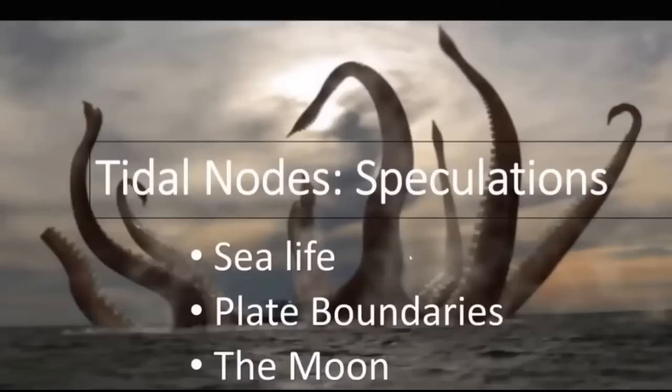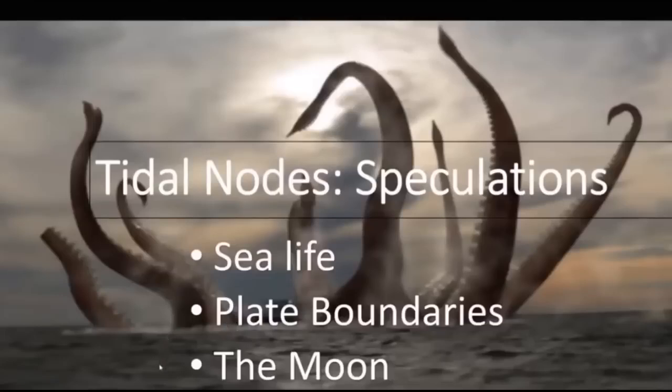They could be a sea life living deep under the water that's affecting the movement of the water somehow. I've put in the background my favorite sea life, which is the kraken. It's a fantasy sea life because it's so giant. Nothing that giant exists that we know of. Or plate boundaries. It could just be where tectonic plates collide and where they're moving against each other. The same thing that seems to cause volcanoes and earthquakes could also be causing the tides.